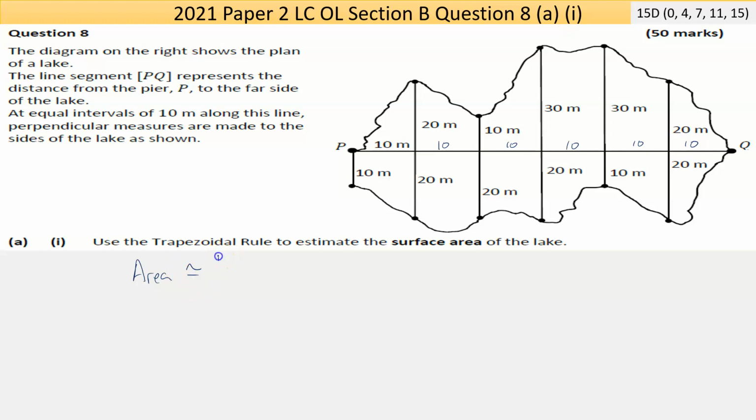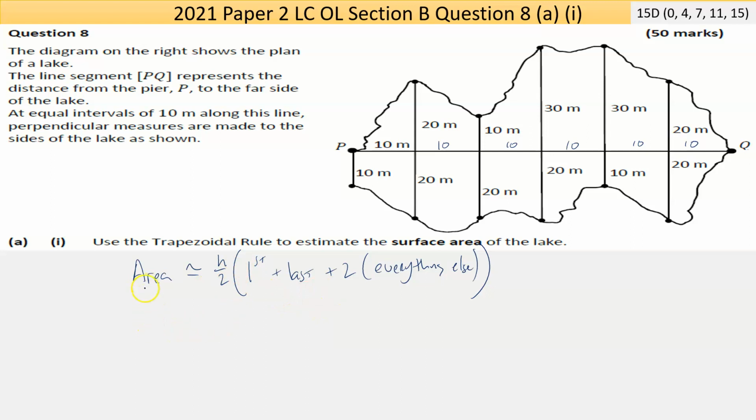It's the interval divided by 2, all multiplied by the first plus the last plus 2 times, now this sounds terrible, everything else. Close brackets. Now you can say y1 plus yn plus 2 times y2, y3, y4, whatever. But I think this version is more easily remembered. The trapezoidal rule is given in the maths tables, but it's given in that more complicated version.